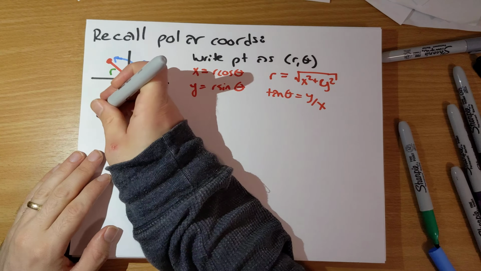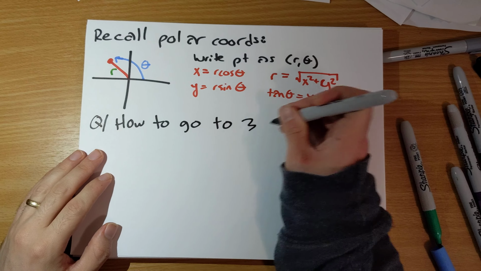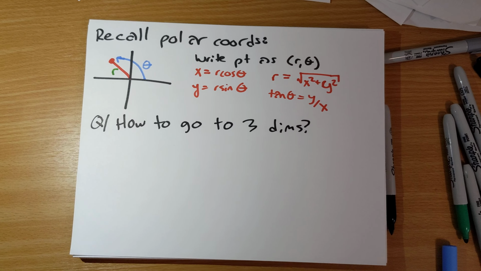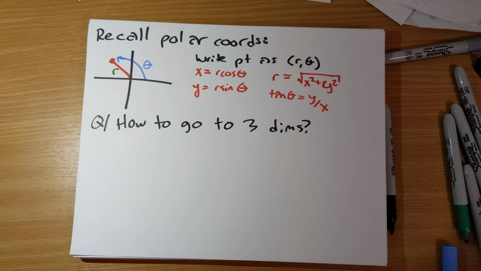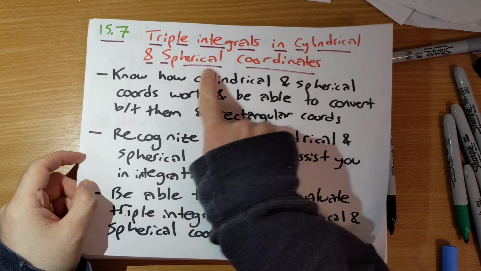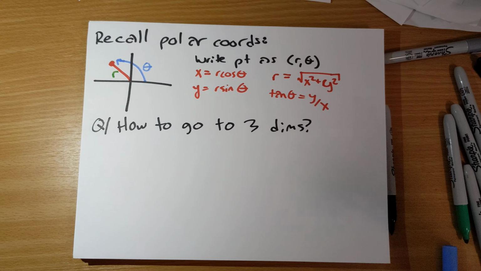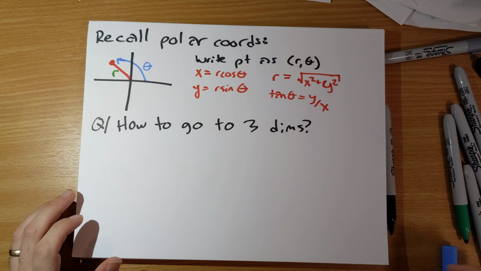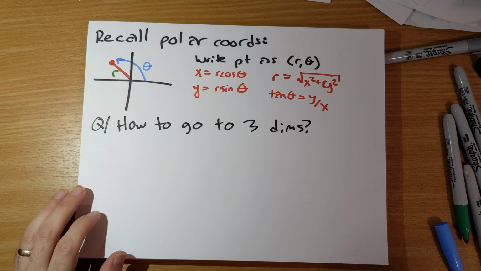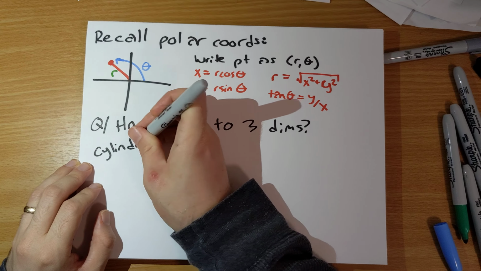So the question is how to go to 3 dimensions. And as it turns out, there's 2 different ways to generalize this up to 3 dimensions. One of them is going to be cylindrical coordinates, one of them is going to be spherical coordinates. First I'm going to talk about cylindrical coordinates, which is the easier one. Spherical will feel a little bit less natural, but will prove to be very, very useful for us. So how do we go to 3 dimensions for cylindrical coordinates?